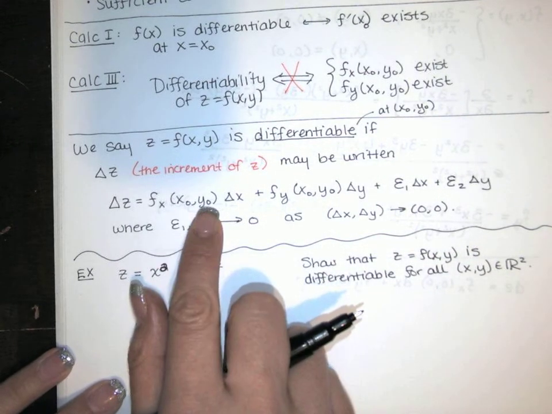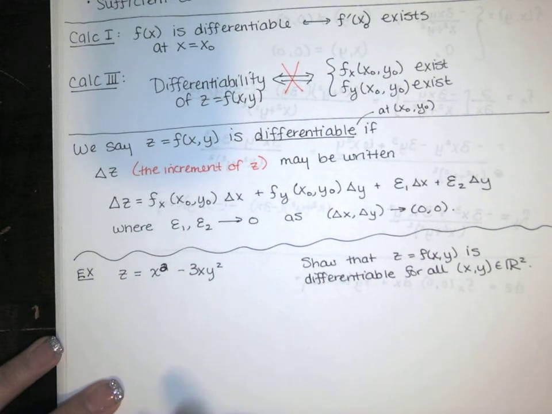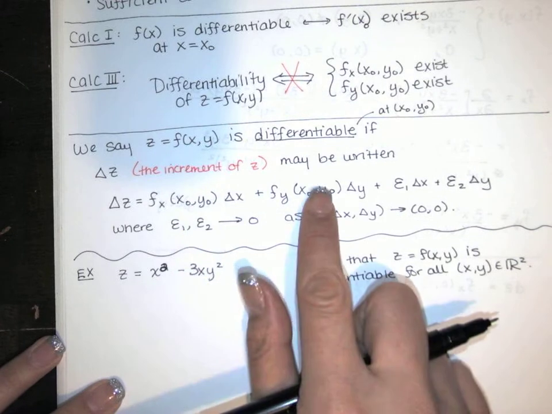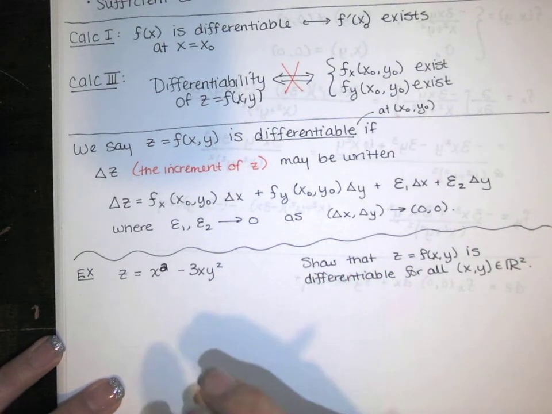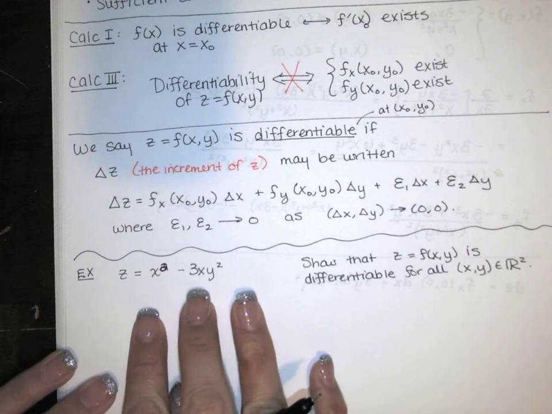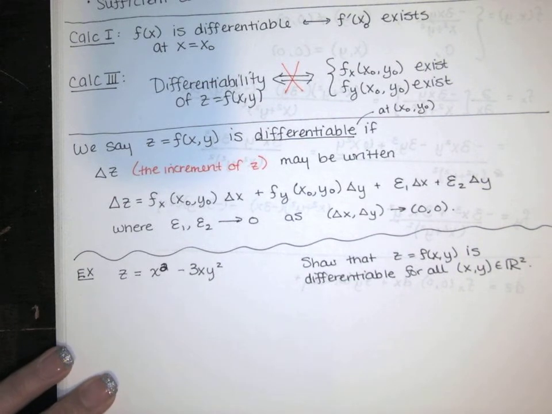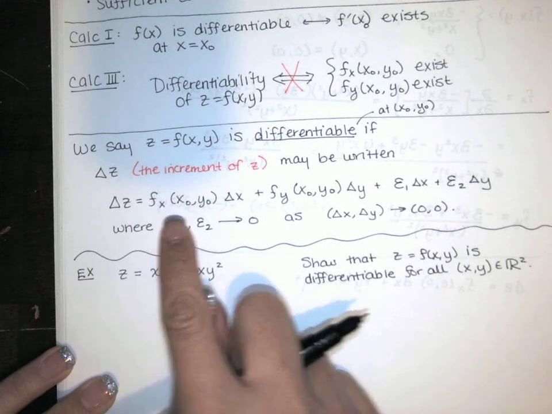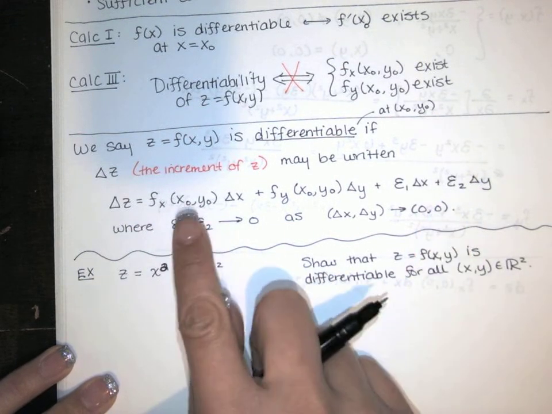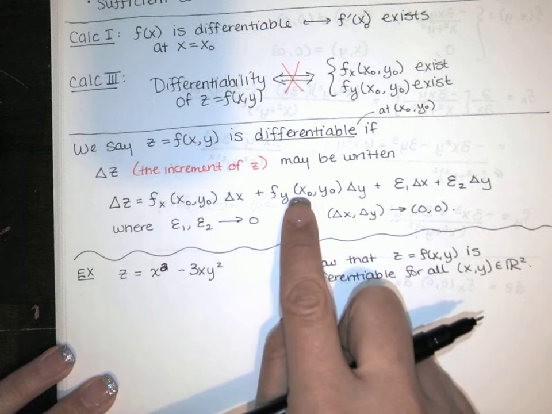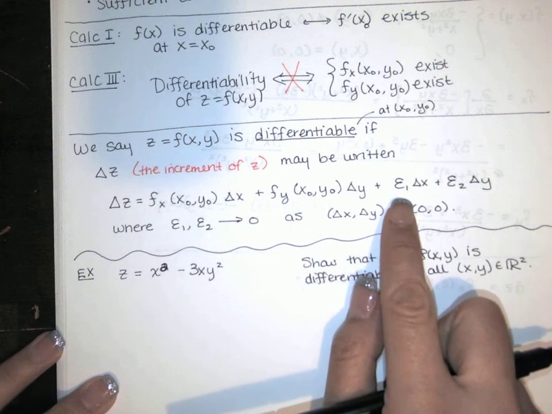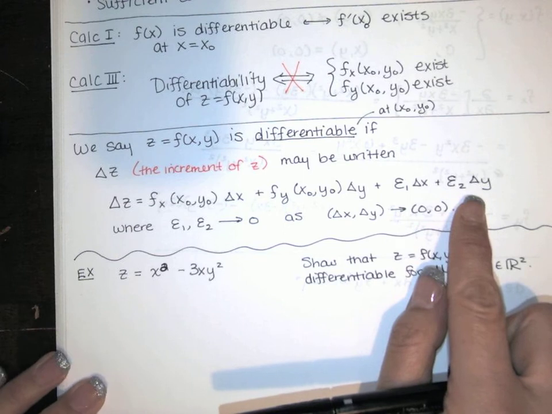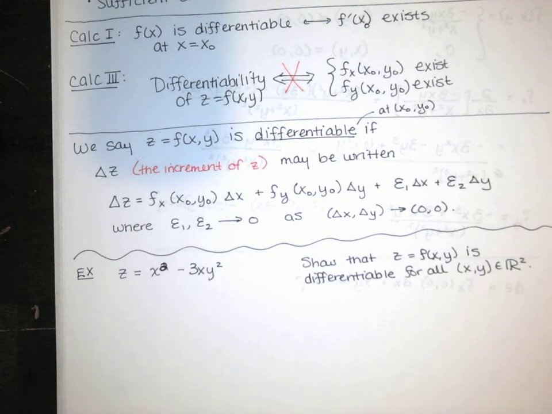So instead of having an x naught and y naught here in each of these partials, I want to have an x and a y. Okay. So we want to show that this function is differentiable at all the x y in the x y plane. That means we need to be able to rewrite delta z this way. Now this is going to be evaluated at x y, and that will be evaluated at x y, and then we have this over here. Okay, so the way you start this is you start by writing down the increment delta z.